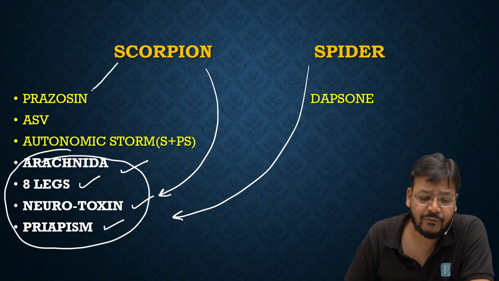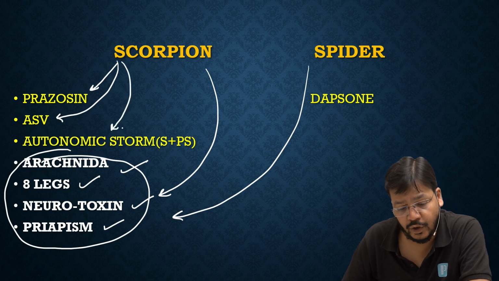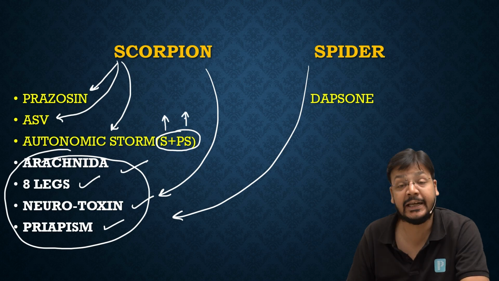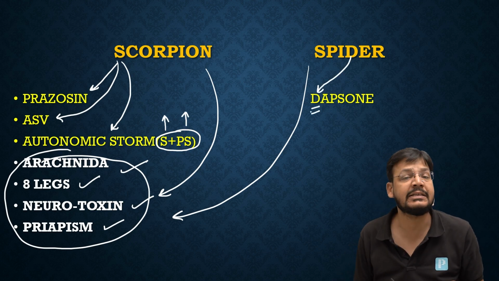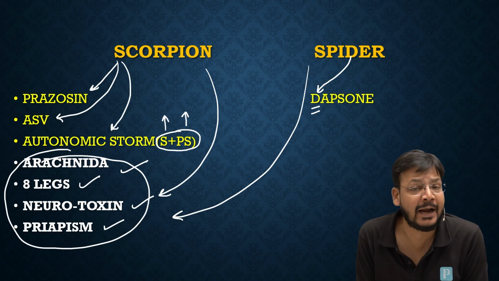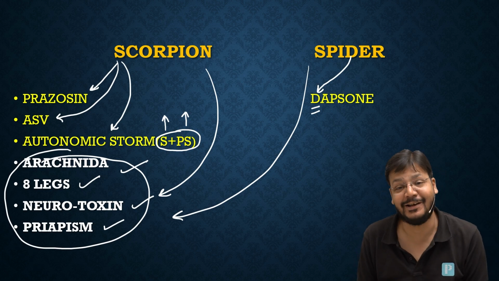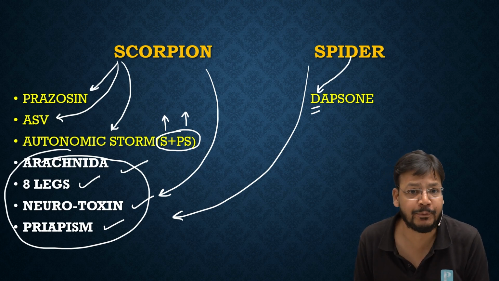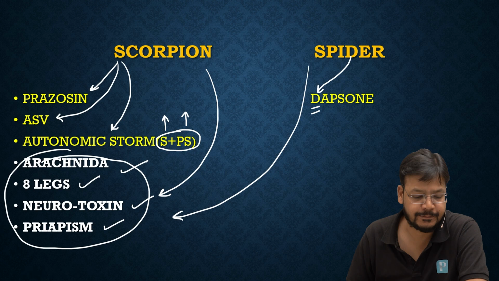For scorpion, we give anti-scorpion venom and prazosin. Here, autonomic storm is seen. What is autonomic storm? Sympathetic and parasympathetic activity are both increased. In spider bite, we have D, that is dapsone, given along with anti-spider venom. Here, it is not anti-snake venom; it is anti-spider or anti-scorpion venom. Prazosin is given for scorpion. Dapsone is given for spider bite.